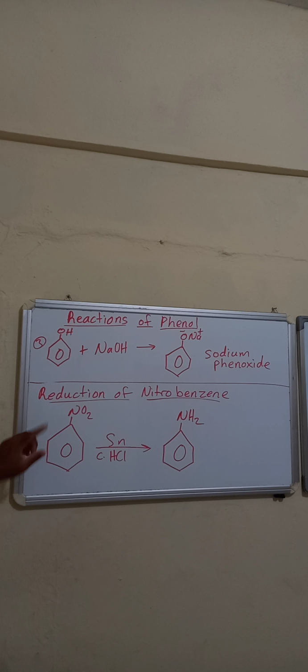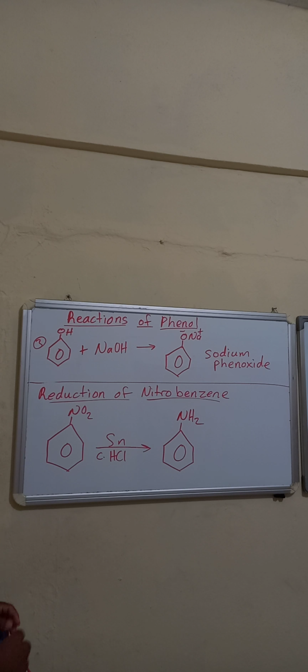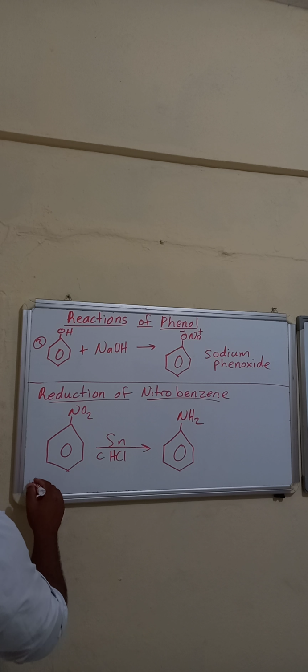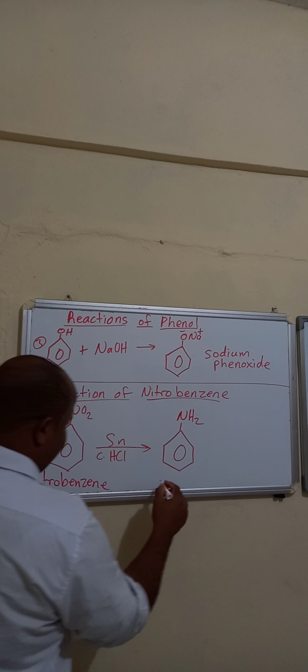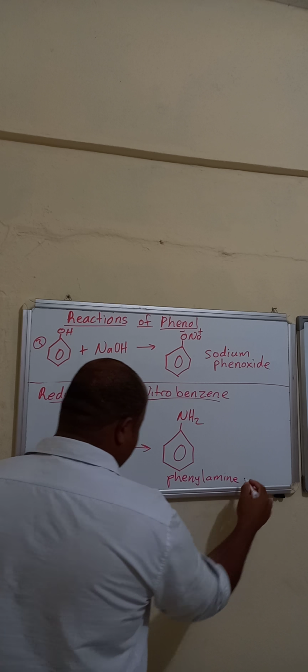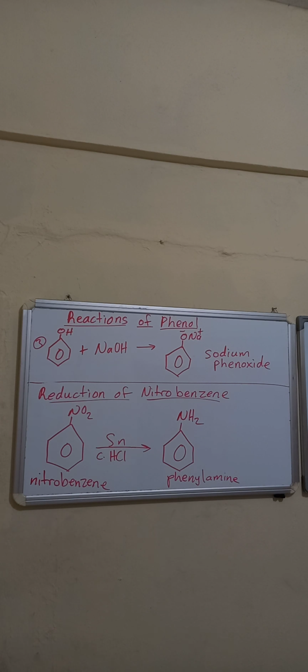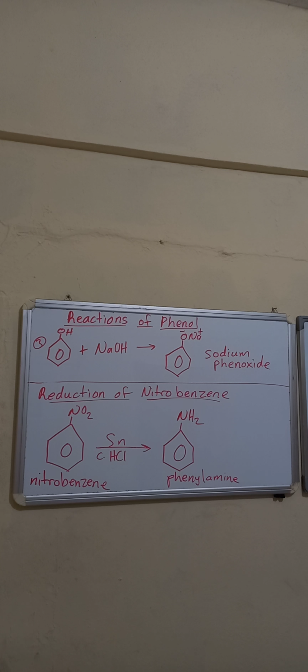Alright, and moving on from phenols, you can get phenylamine from nitrobenzene by reduction. So nitrobenzene can be converted to phenylamine if you use tin and concentrated hydrochloric acid. So again, know the reactants, know the products, and the reagent. You can convert nitrobenzene to phenylamine using tin and hydrochloric acid.